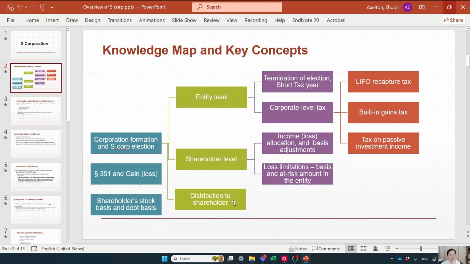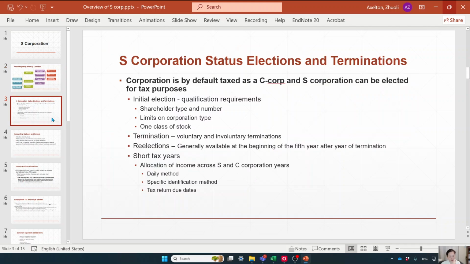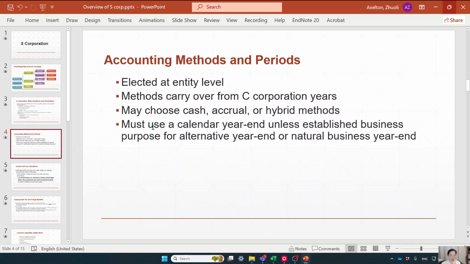So again, chapter 22 pretty much covers all the aspects of S Corp taxation. It's a kind of catch-all, and some of the characteristics mirror the C Corp, and some of the characteristics mirror the flow-through entity. Really, the S Corp is fundamentally a flow-through entity, but however, it carries over some of the characteristics from the C Corp. For the S Corp status elections and terminations, there are some specific requirements for you to read through. And accounting methods and periods, the same thing.